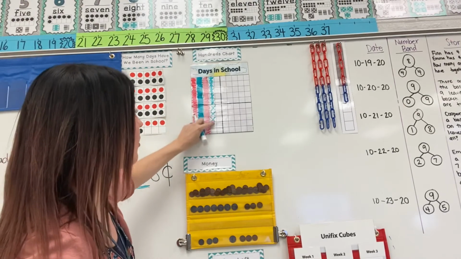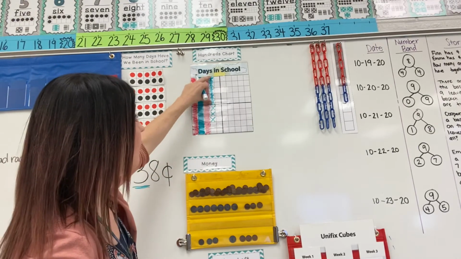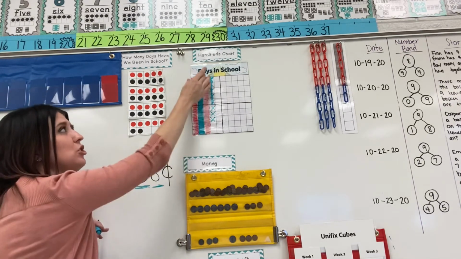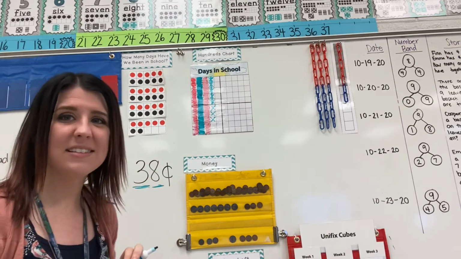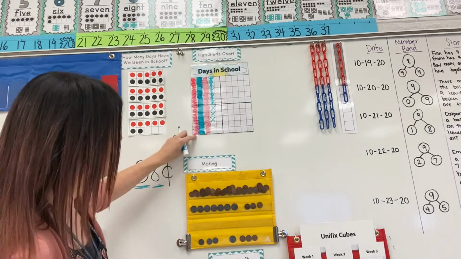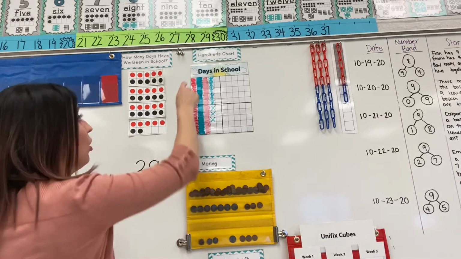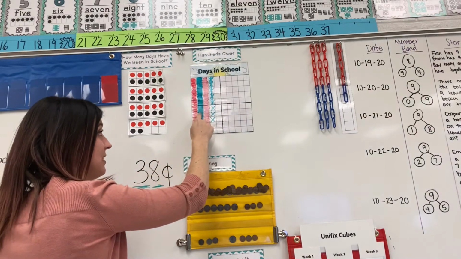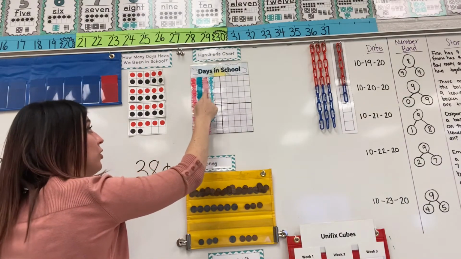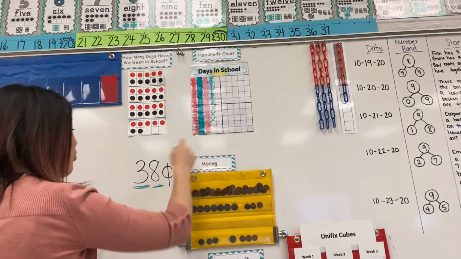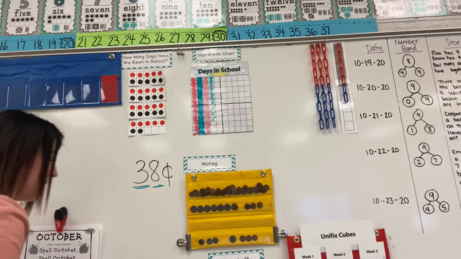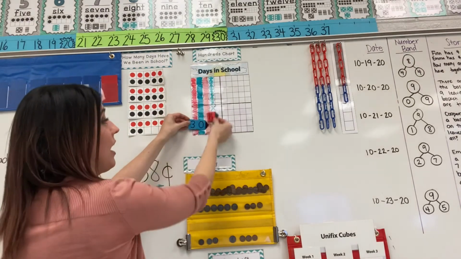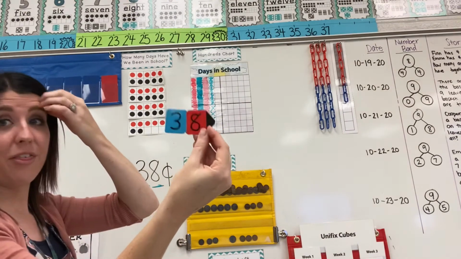Now, do you know how many are over here? 8. 5 and 3 make 8. That's where the 8 comes from. So we have 3 tens. Do you know how many blocks it took to make 3 tens? 10, 20, 30. So those 3 tens are really 30 blocks. So there are 30 blocks here, and there are 8 blocks here. 30 and 8 make 38.